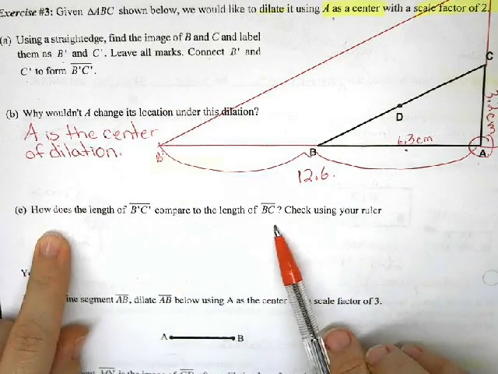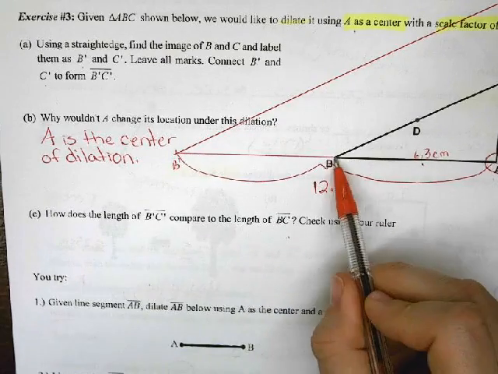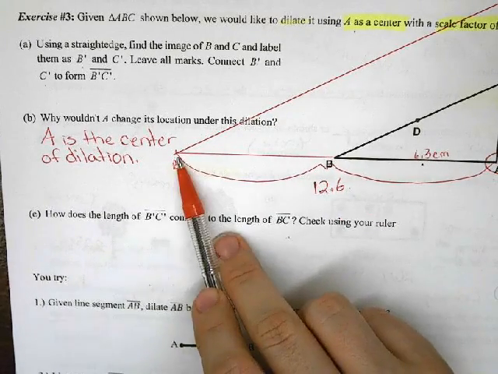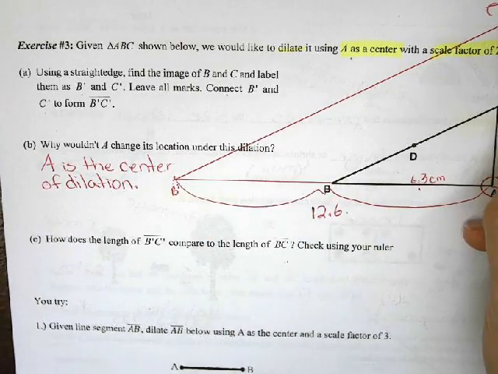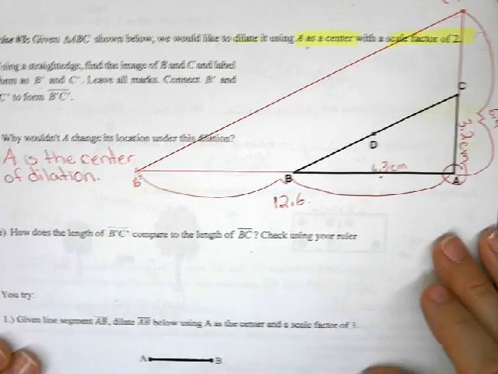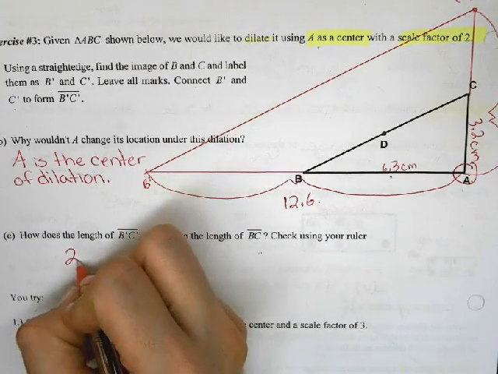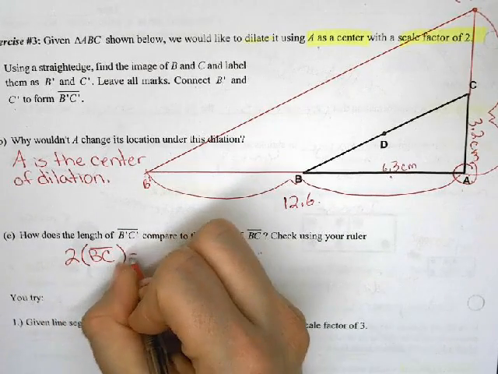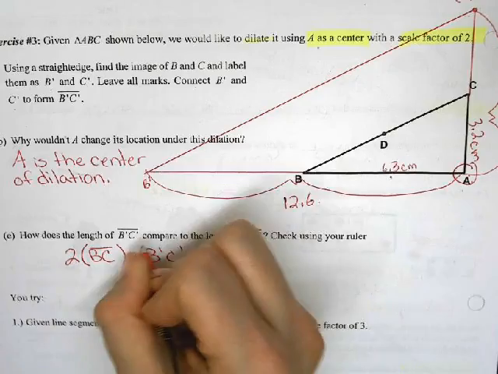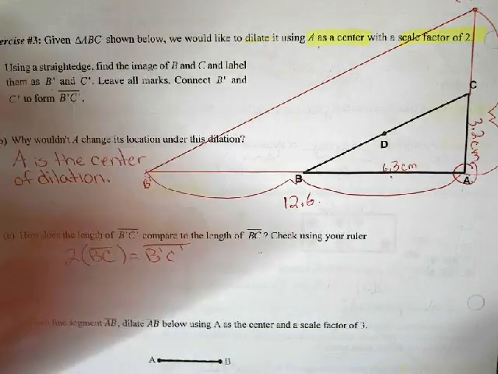But how does the length of BC compare to the length of B prime and C prime? Well, if these multiplied by 2 to get from A to A prime, then let's look at the length of BC and B prime C prime. Well, if we did it correctly, since the scale factor is 2, if we did 2 times BC, we should get B prime C prime. Well, let me check it out.